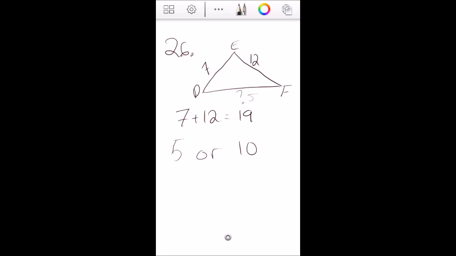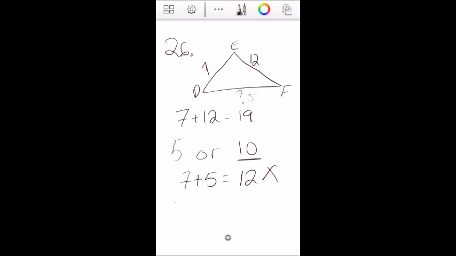If I add 7 and 5 together, we get 12. Is 12, these two added together, greater than the third side? Well, no. 12 is not greater than 12. So this option can't work. We can't use 5 because then these two sides don't add up to be bigger than the third side, which leaves me with one option, 10.